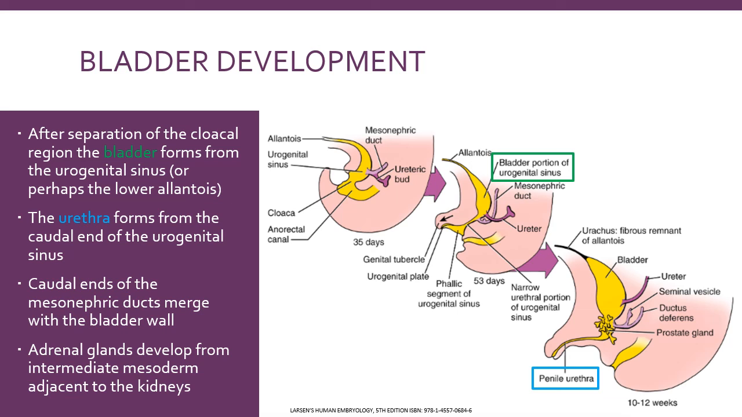And then on top of the kidneys, we're going to get development of these adrenal glands derived from intermediate mesoderm. Now, the adrenal glands regulate metabolism and stress response via hormone production. So the adrenal glands are pretty big glands, although clearly not as big as the liver, and they are critical to normal function of your body.